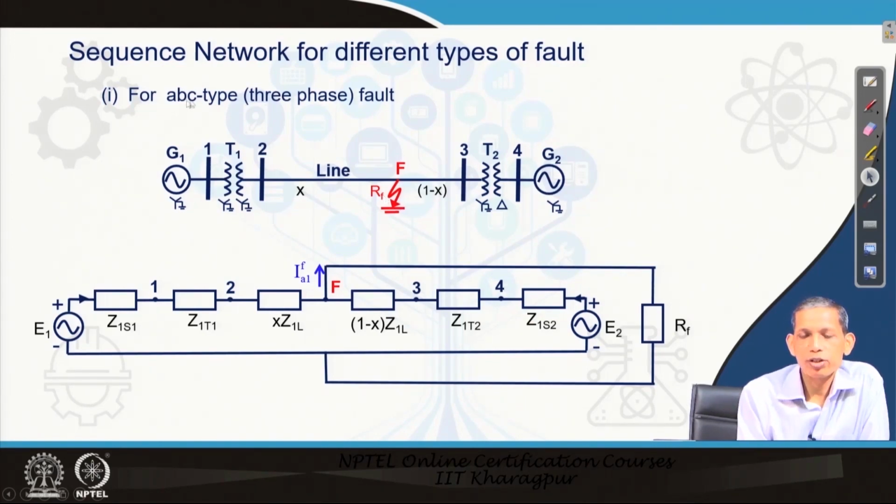So, we will consider first the 3 phase balanced fault. So, this is a balanced fault case. Therefore, only the positive sequence component will be there, no negative sequence and zero sequence, as we have already mentioned in the last lecture.